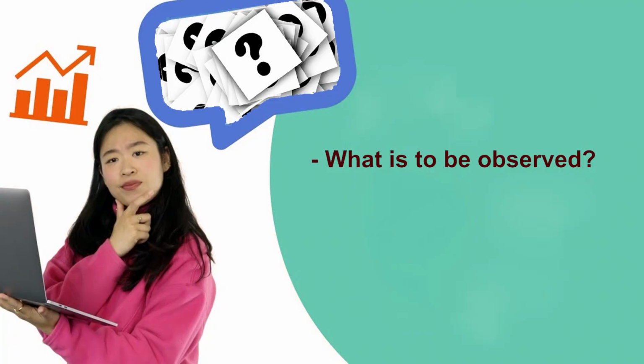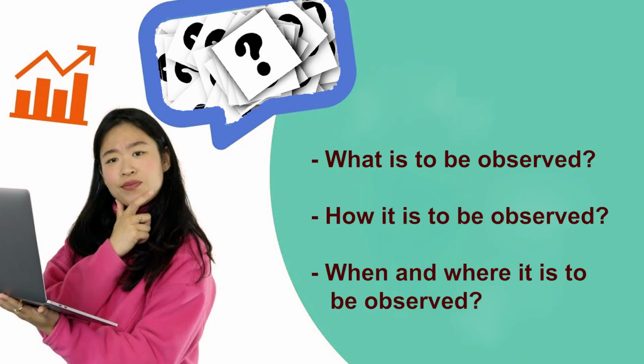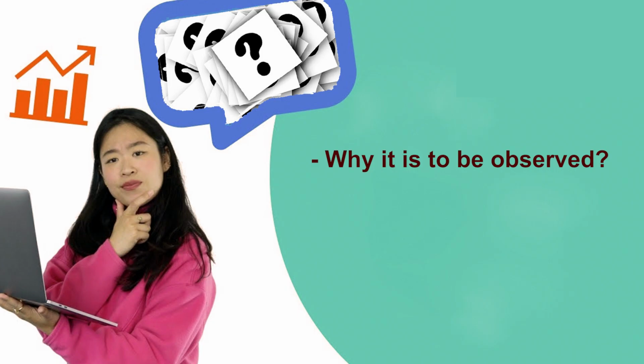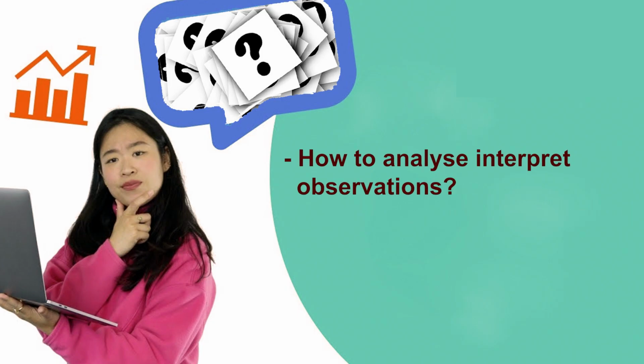Research design is planning a strategy of conducting research. It plans as to what is to be observed, how it is to be observed, when and where it is to be observed, why it is to be observed, how to record observation, how to analyze and interpret the observation and how to generalize. Research design is thus a detailed plan of how the goals of research will be achieved.